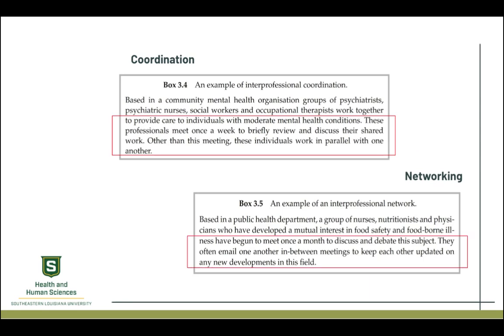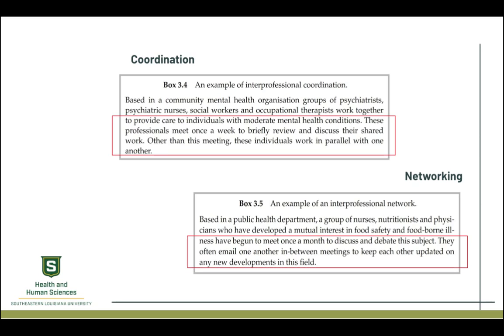And then finally, we have networking. In this case study, we have a group of nurses, nutritionists, and physicians who have a mutual interest in food safety. They are meeting once a month to discuss and debate the subject. They may not even be discussing cases. They're just sharing ideas, and they regularly email each other to keep abreast of what everybody else is doing, and to keep the relationship close, so that you're not a stranger to the other person.